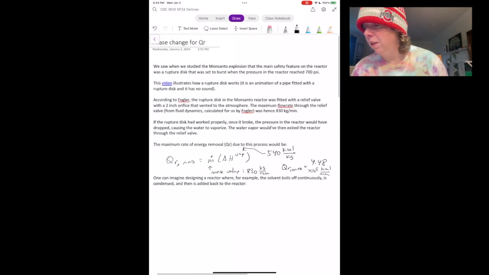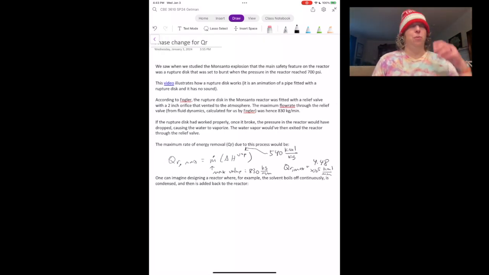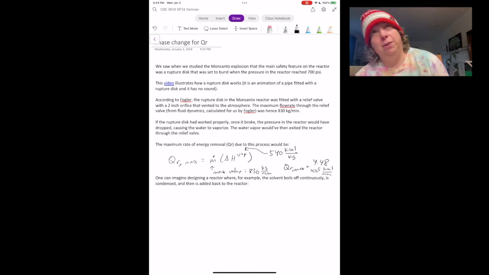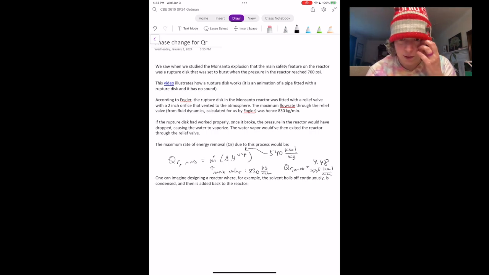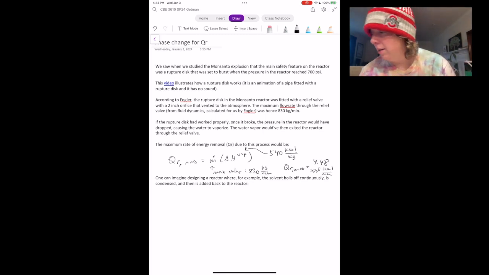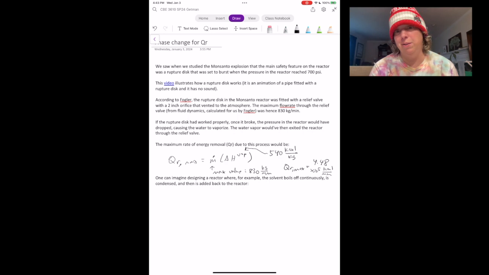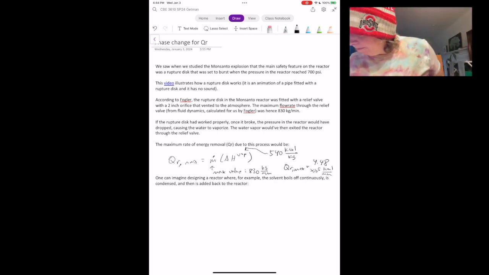So if you recall the heat generated and removal terms that we calculated when we looked at the Monsanto example, those were on the order of 5,000 kilocalories per minute. So the relief valve is really designed to remove a lot of heat, orders of magnitude more heat than is being generated in the reaction. So if the relief valve works, then it's a very effective heat removal strategy. However, as we know, in that case, it did not work.